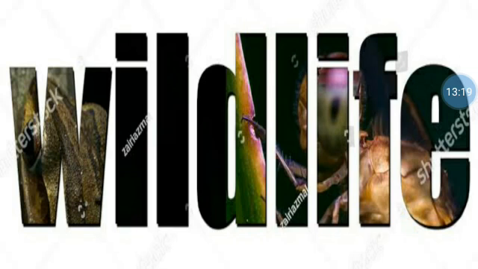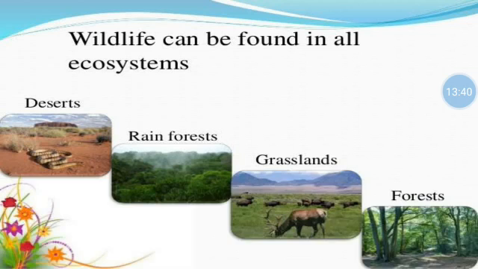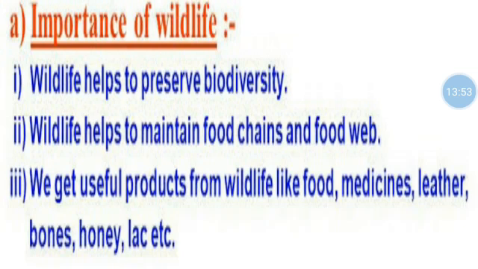The last topic of this lesson is wildlife. Wildlife refers to all non-domesticated plants, animals and other organisms. Wild animals, aquatic animals, insects and birds come under the category of wildlife. Wildlife can be found in all ecosystems: in deserts, in rainforests, in grasslands and also in forests. Now we shall see the importance of wildlife.